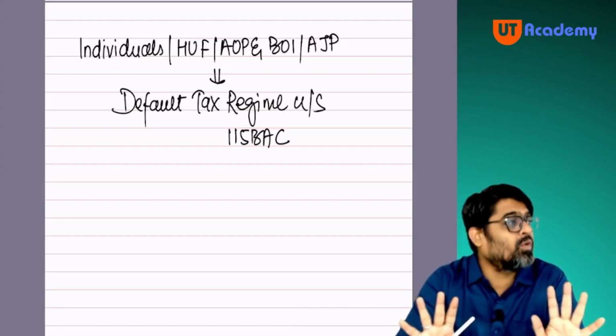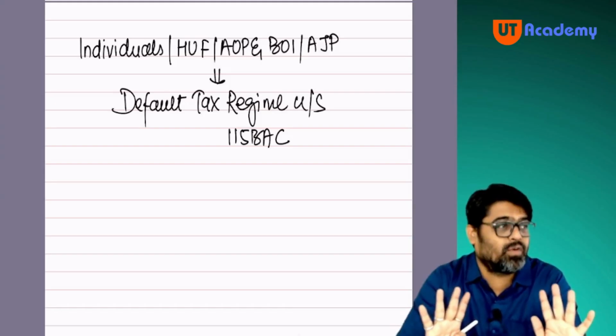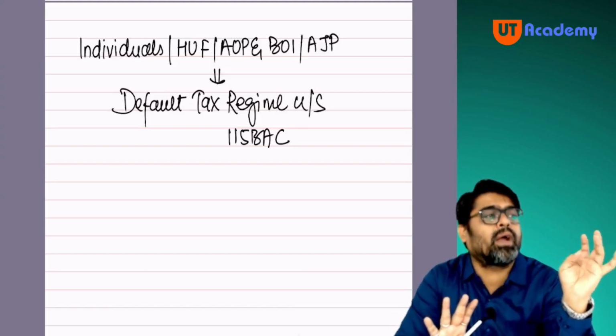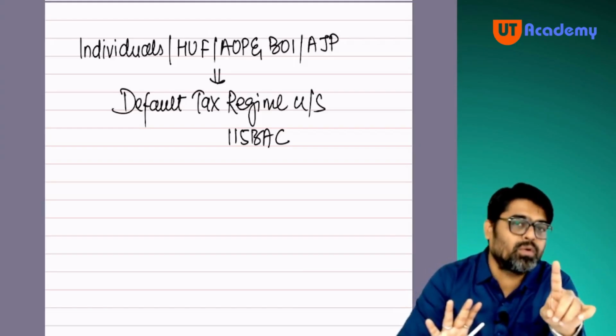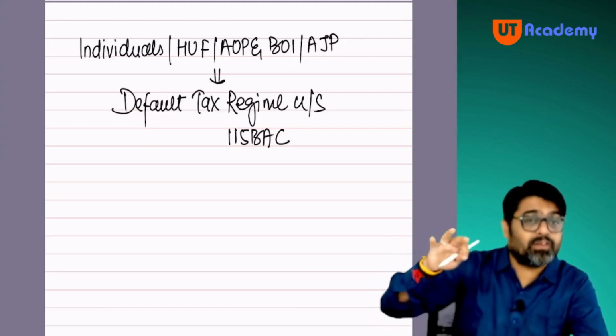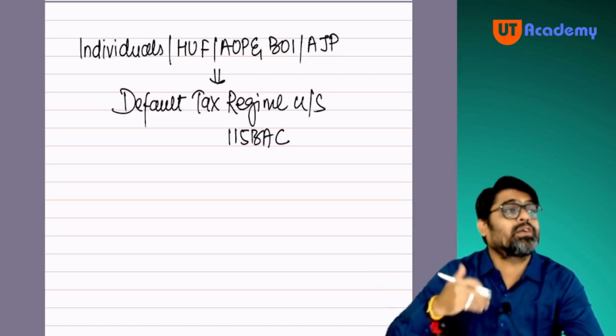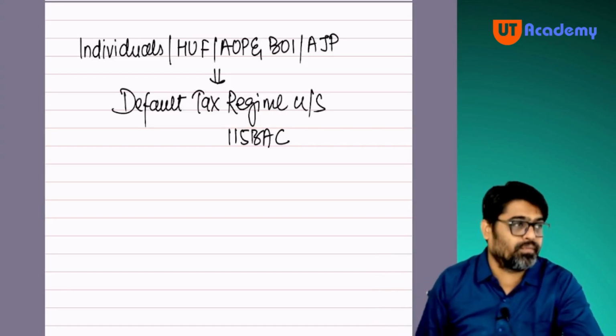Every now and then you are going to see this section. If you are an individual, HUF, AOP, BOI, AJP, for you the default tax scheme is given in section 115 BAC. Now what does this 115 BAC tell you?